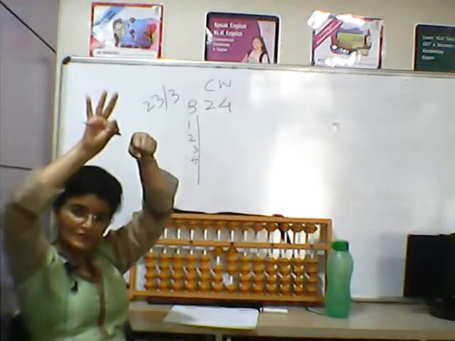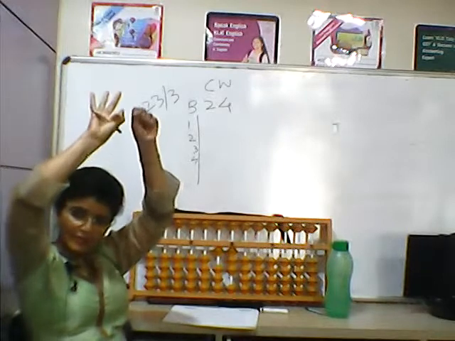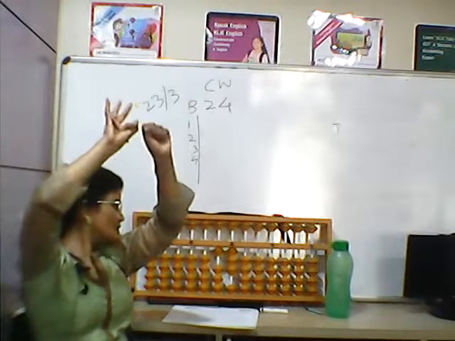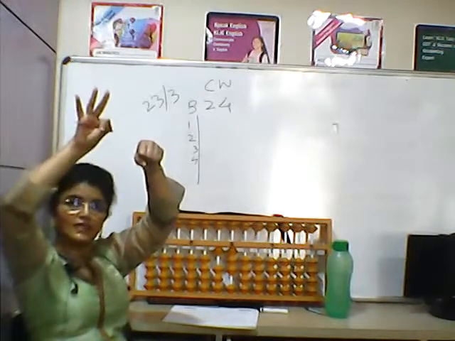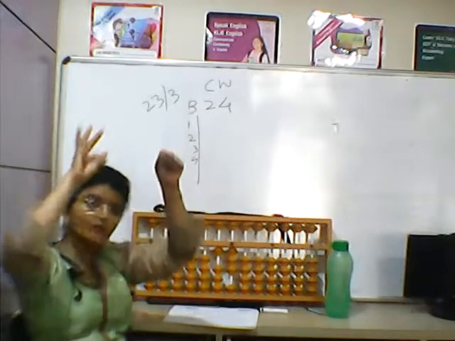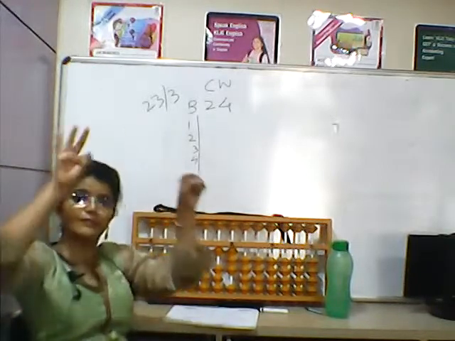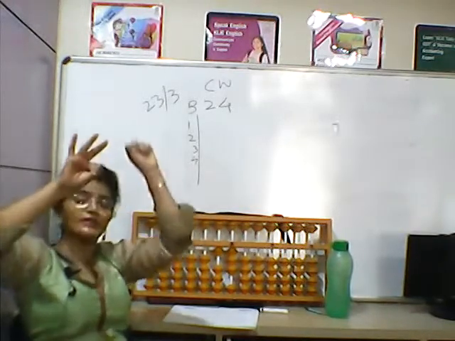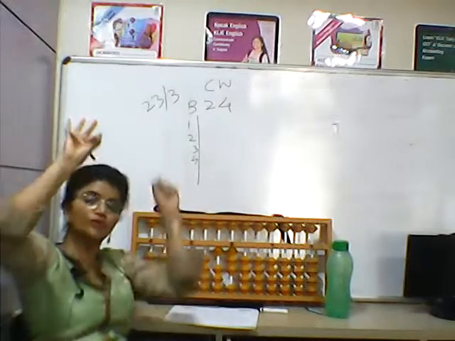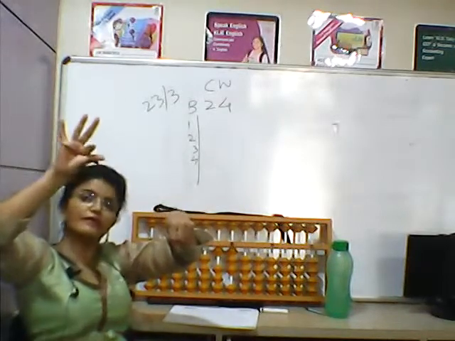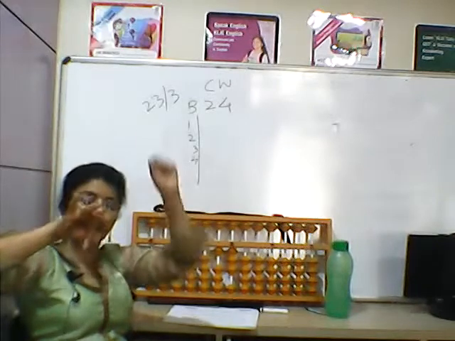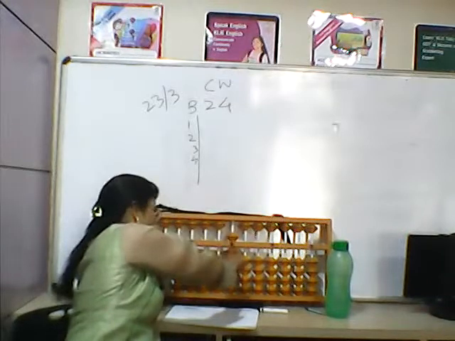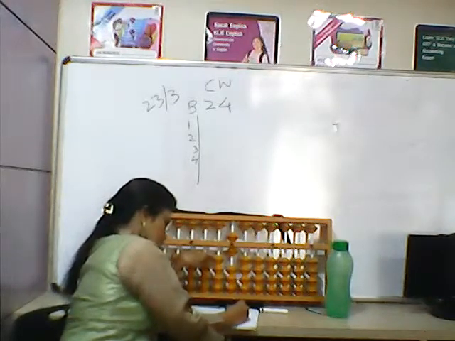Minus 7 ka friend plus 3. Minus 10 plus 3. Plus 3 to nahi hai. So which friend makes complement? Minus 10 plus 5 minus 2. 10 down, 5 down, 2 down. Answer is 6.